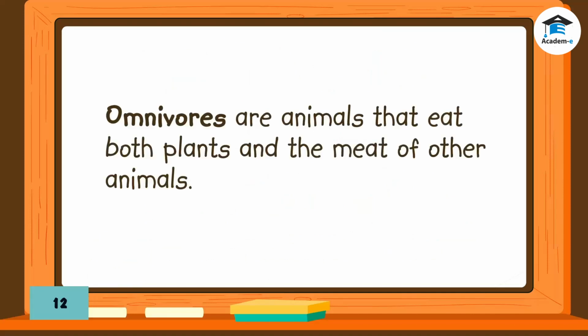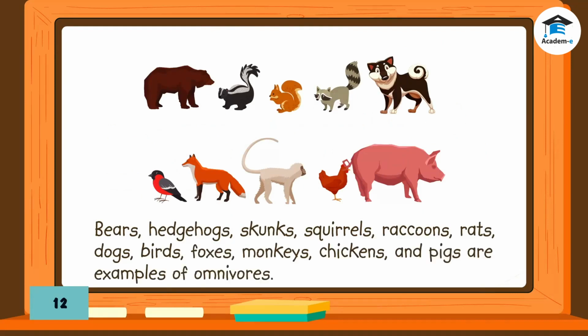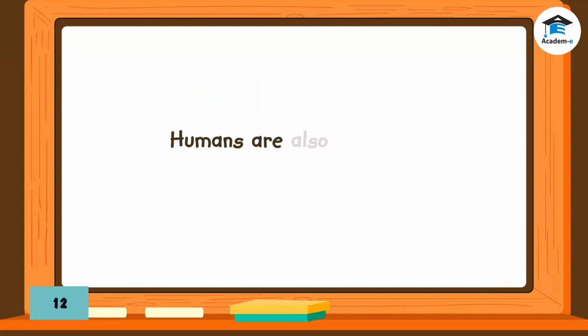Omnivores are animals that eat both plants and the meat of other animals. They use a combination of flat and sharp teeth to eat both plants and meat. Bears, hedgehogs, skunks, squirrels, raccoons, rats, dogs, birds, foxes, monkeys, chickens, and pigs are examples of omnivores. Humans are also omnivores.